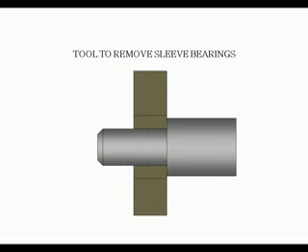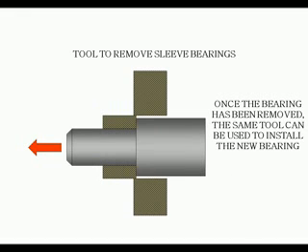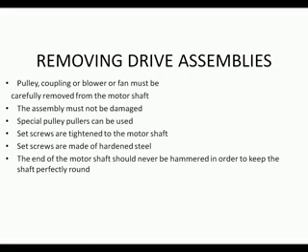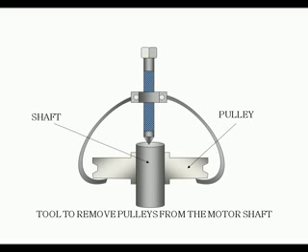To remove a sleeve bearing, you put a tool over it, then the tool is struck with a soft face hammer, in other words a rubber mallet, and that tool pushes the bearing out. Once the bearing is removed, the same tool can be used to reinstall the new bearing.